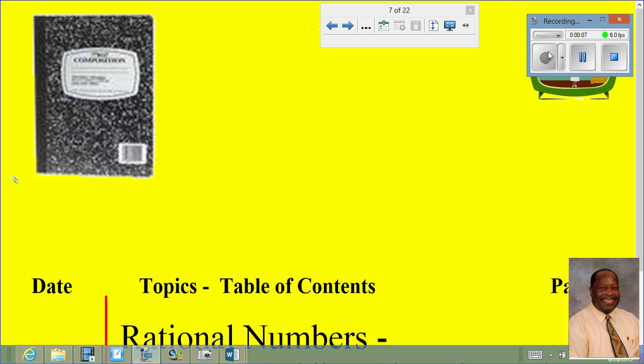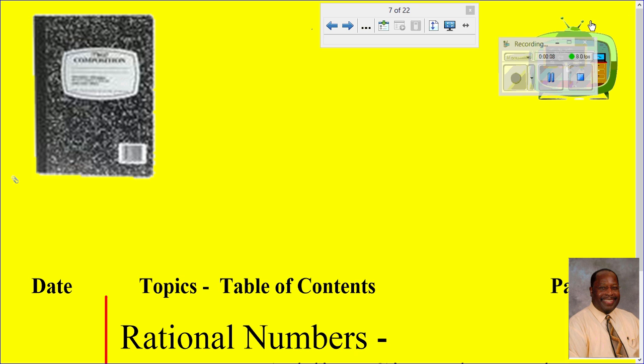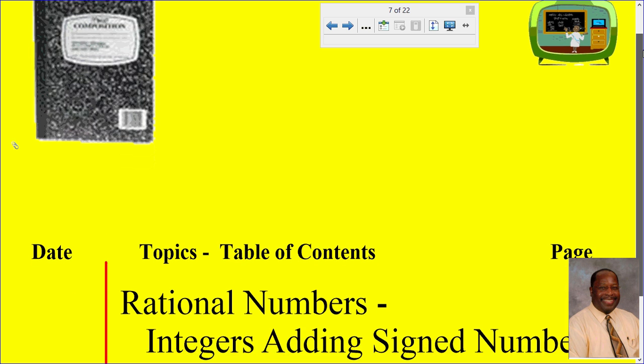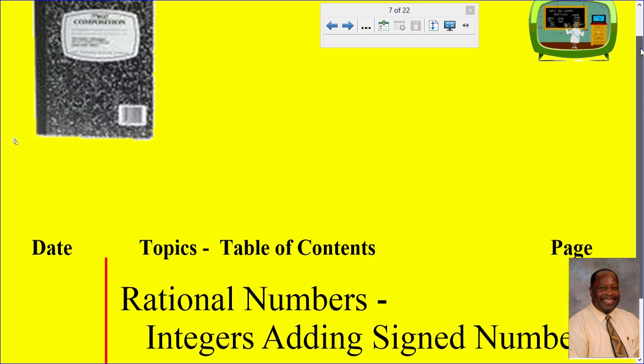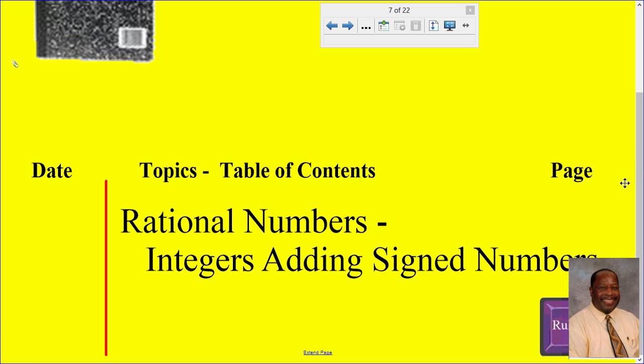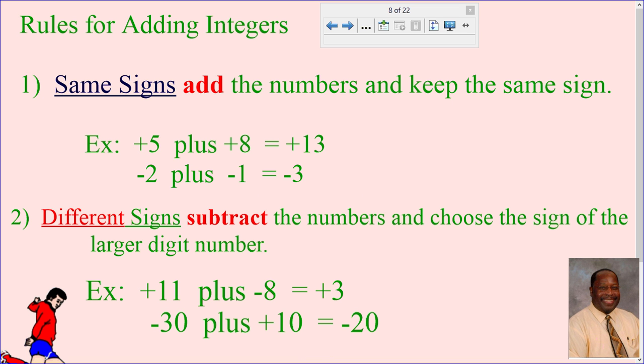We are going to continue our lesson on rational numbers. This time we're discussing integers, adding those integers or signed numbers. So let's get started with the rules for adding integers or rational numbers. So the rules for adding integers.